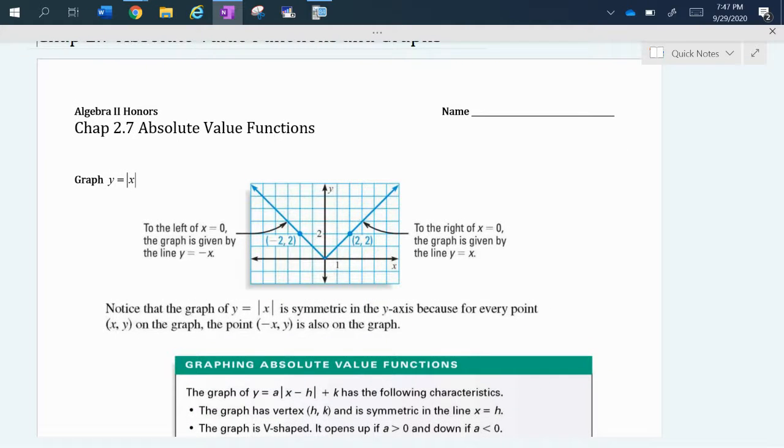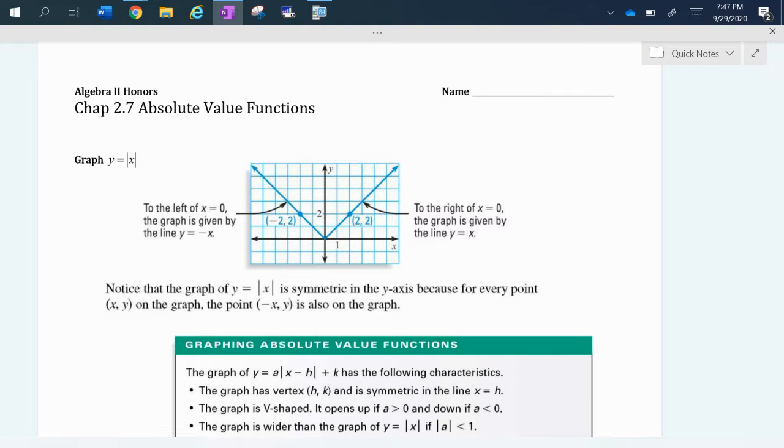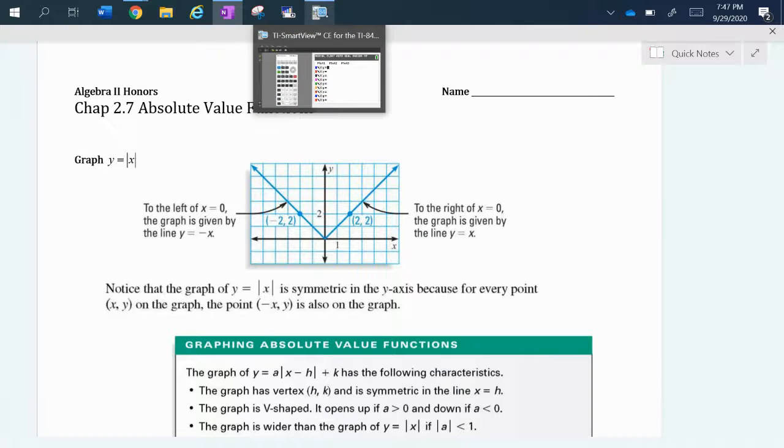We're going to look at the absolute value functions today. The function y is equal to the absolute value of x is the parent function of the whole family of absolute value functions. Y is equal to the absolute value of x. Let's take a look at the graph on our calculator.